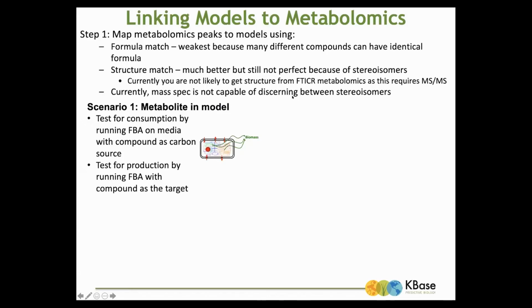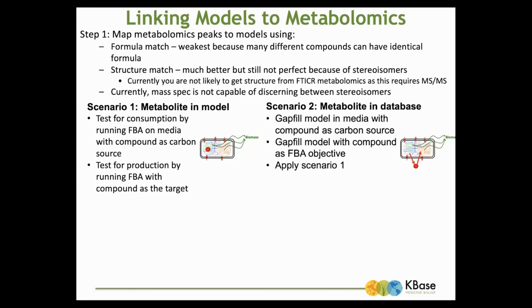So there are 4 scenarios that arise when you try to do this mapping. Scenario 1 is you know what the metabolite is, you know what the structure is. Again, with FTICR, you're generally not going to get a structure. It's not MS/MS. They're working on that, but currently it doesn't do that. But if you run MS/MS and they do have the structure from it, then you know what the structure is. You find it in the model. That's scenario 1. Great, it's in your model. You can run FBA, you can explore how the model uses that metabolite, you can model the metabolomics data.